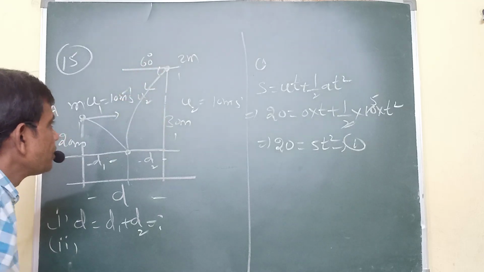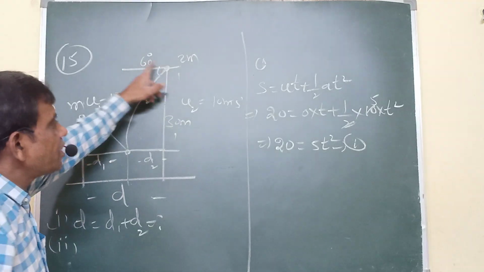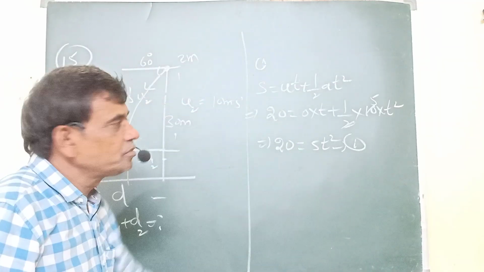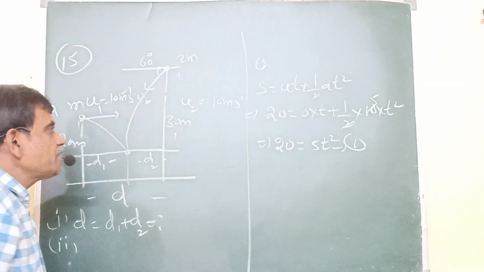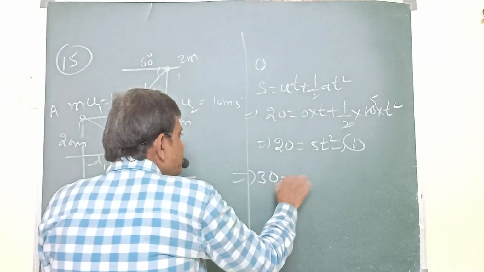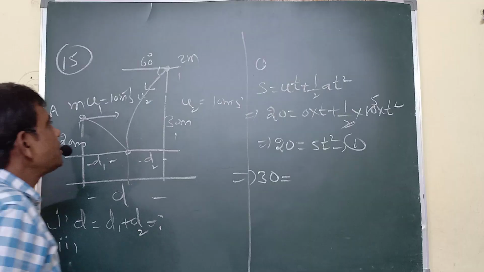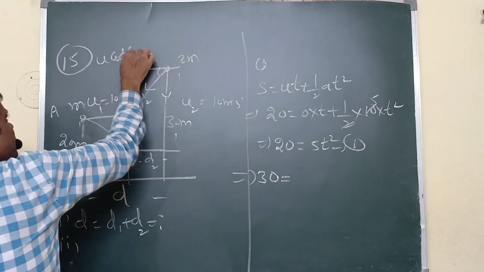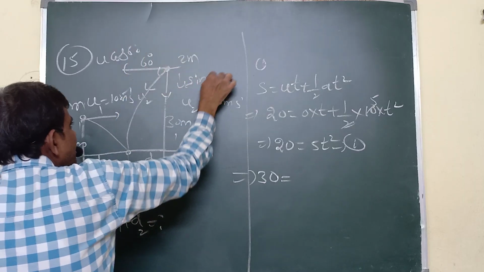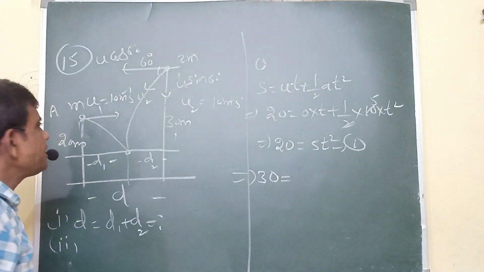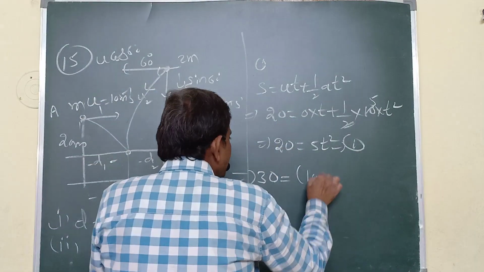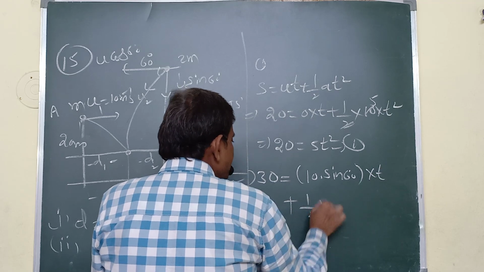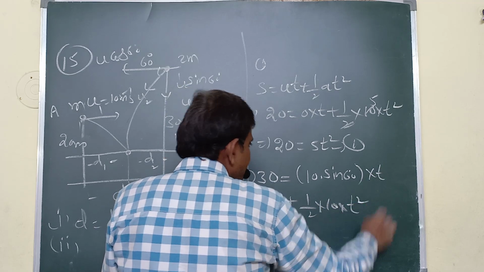Similarly, for the second body, the horizontal component is u cos 60 and the vertical component is u sin 60 downward. S equals 30, using ut plus half at square. Here u is 10, so the initial vertical velocity is 10 sin 60, into time t, plus half into 10 into t square.